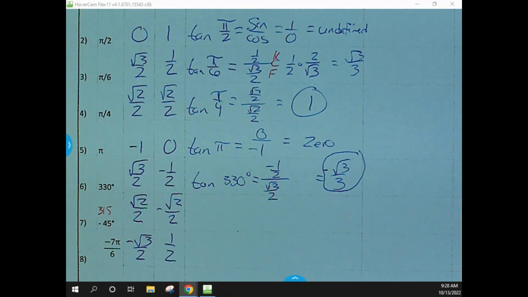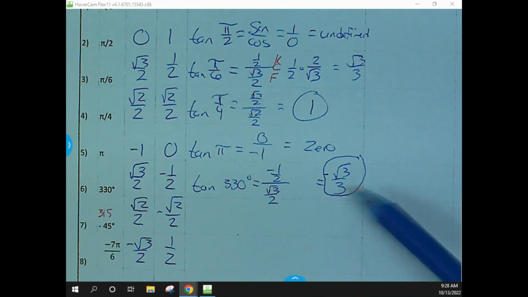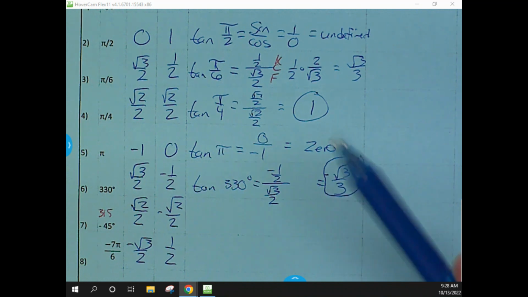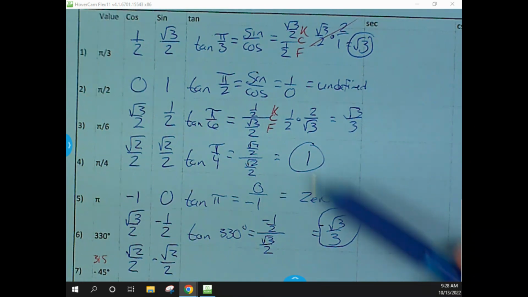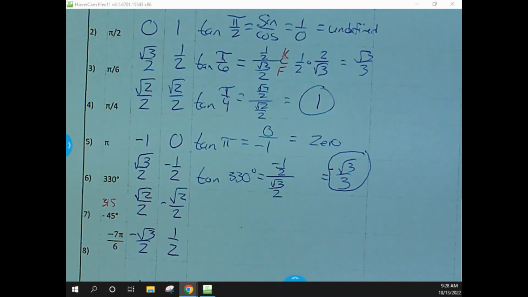And somebody may be saying, so you're telling me you gave us the answers for every question? Yes, I did. Because once you go through a couple of these, there's only so many possible answers you can get from this. It's either going to be square root of 3 over 3, maybe positive, maybe negative. It might be square root of 3. It could be undefined. It could be 1. It could be 0.